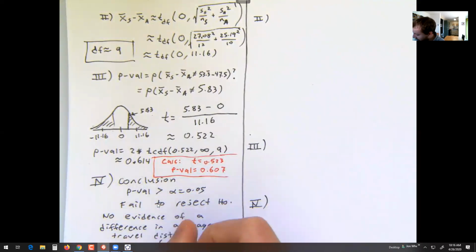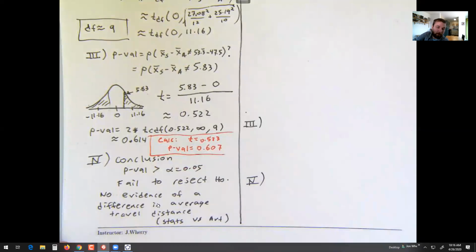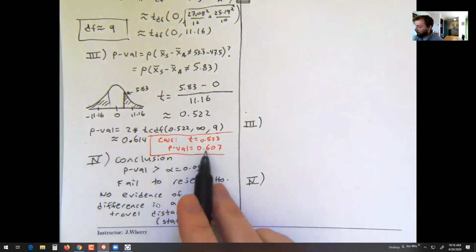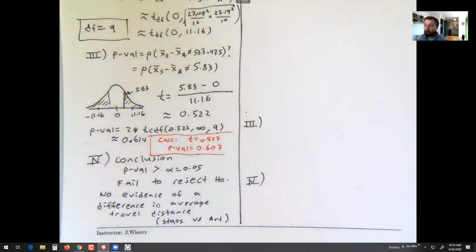When I'm comparing stats versus art. So I failed to reject the null hypothesis because I had a large p-value. I did not have evidence of a difference. I had a t-score of 0.522, 0.523, if I'm being a little bit more careful with my decimals. And I'm getting a p-value of something like 0.607 or so. This was the process going through this thing using a two-sample t-test.